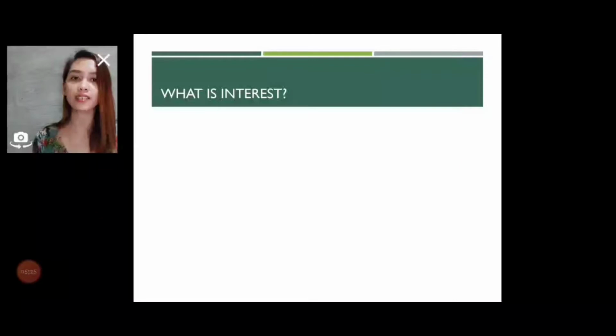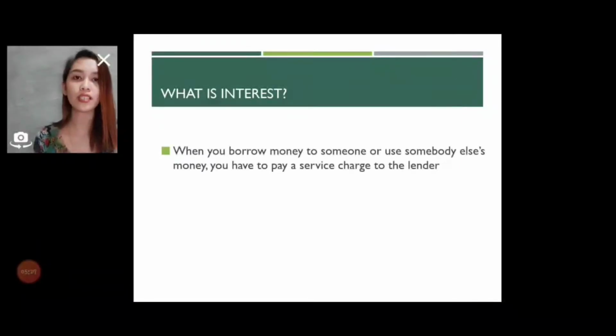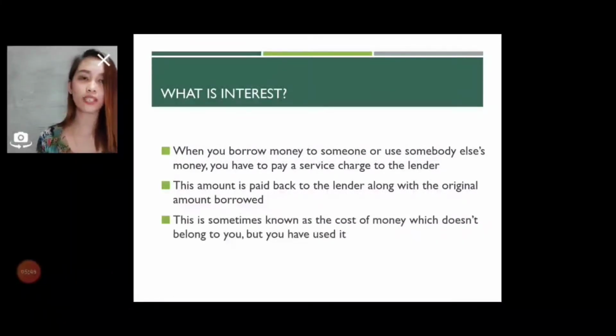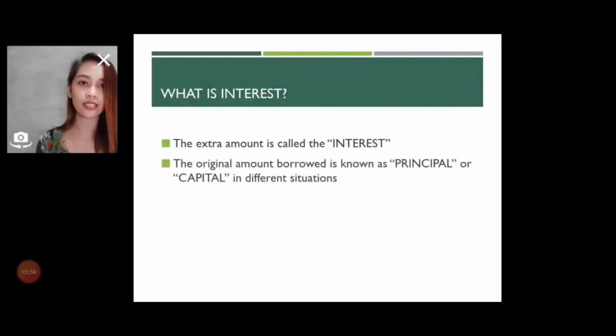What is interest? If we say interest, it is when you borrow money from someone else, you have to pay a service charge to the lender. This amount is paid back to the lender along with the original amount borrowed. This is sometimes known as the cost of money, which doesn't belong to you, but you have to use it. The extra amount is called the interest.